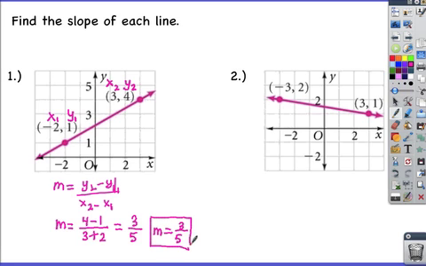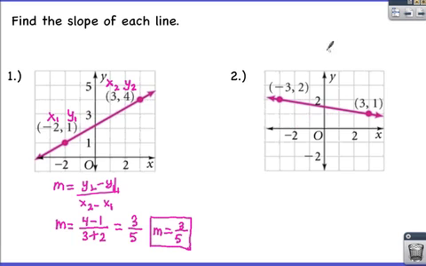If we were to use the strategy we were using before, we could start from this point and go up 1, 2, 3, our rise of 3, and run 5, 1, 2, 3, 4, 5. So the formula did get us a slope that is consistent with the method we were using before.